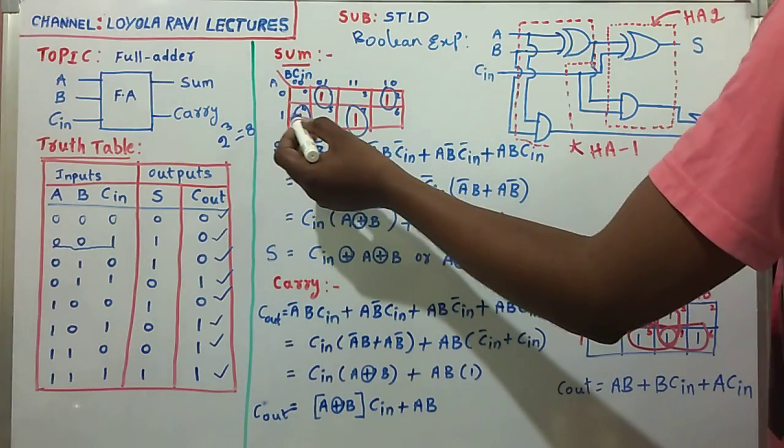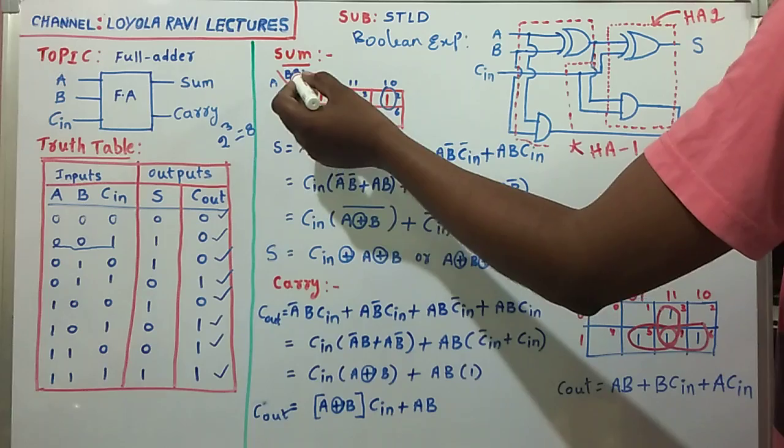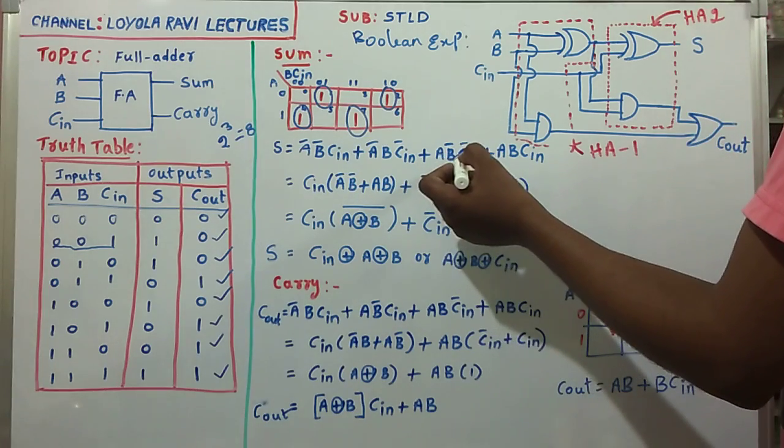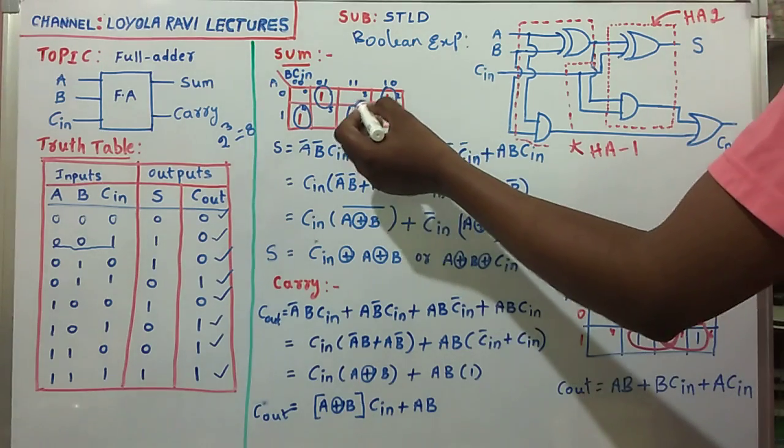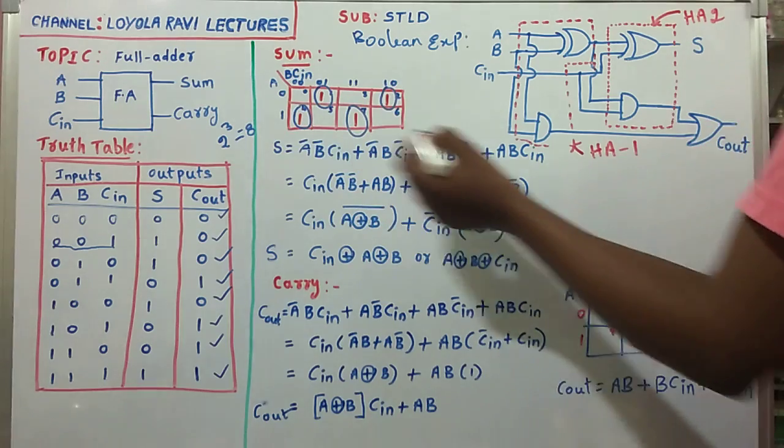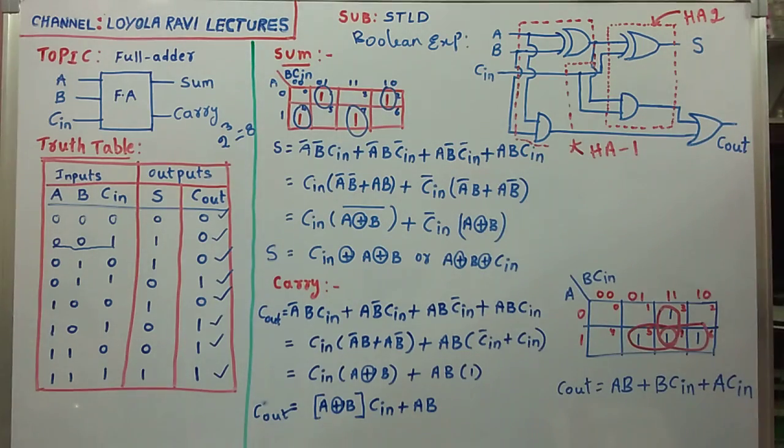Then in the same manner for 1 0 0: A, B bar, C in bar. Plus here 1 1 1: A, B, C in.